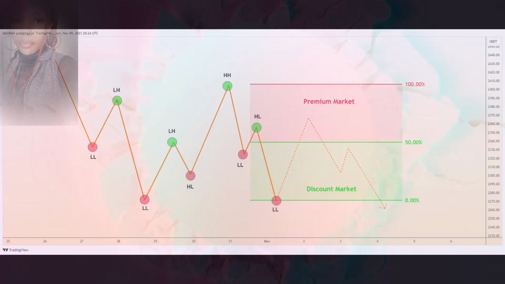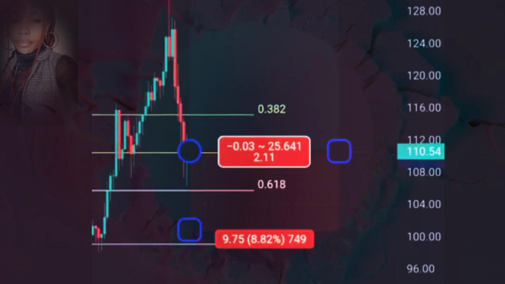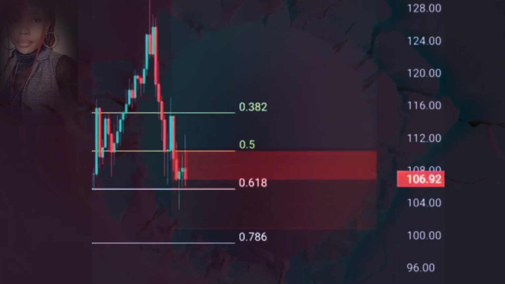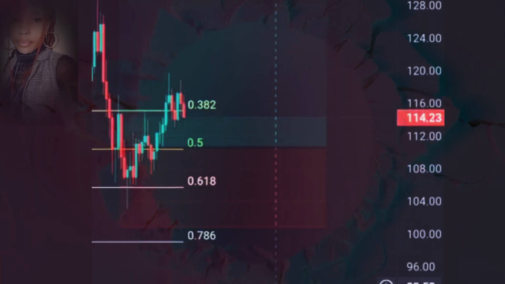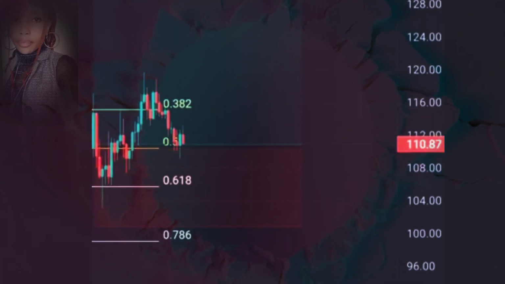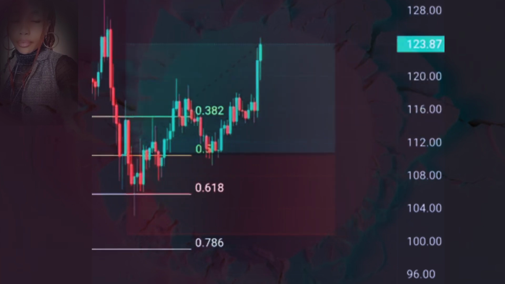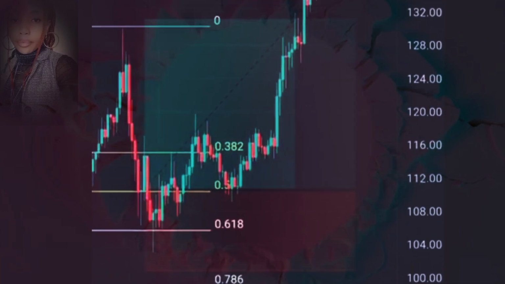Anything below the 0.5 Fibonacci level is a discount market zone. If the momentum is upward, then this is the most favorable range to consider long positions. Everything above the 0.5 Fibonacci level is the premium market zone. In this zone it is logical to consider only selling. Accordingly, if the momentum is downward, then this is the most favorable zone for opening short positions.